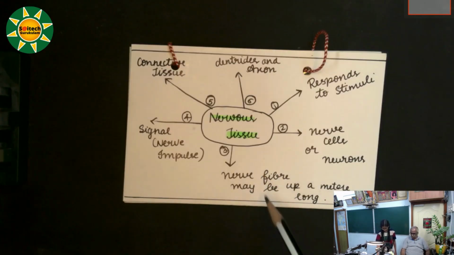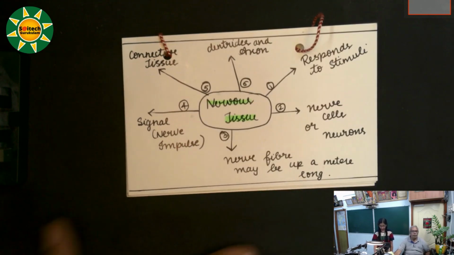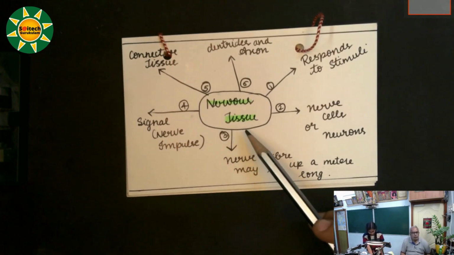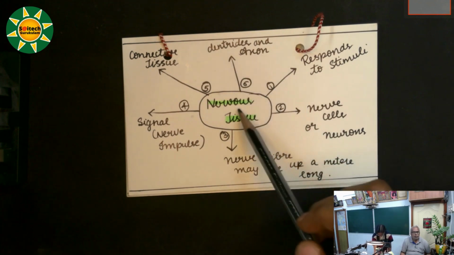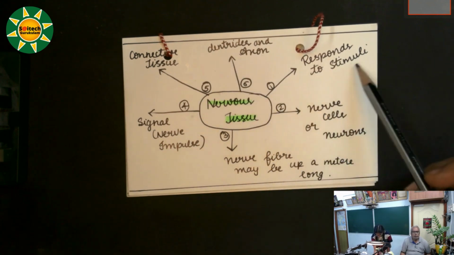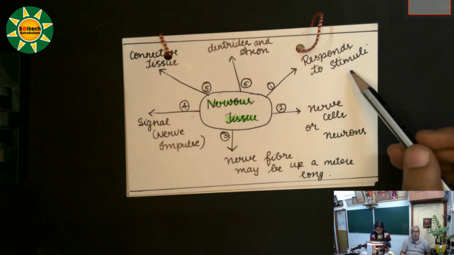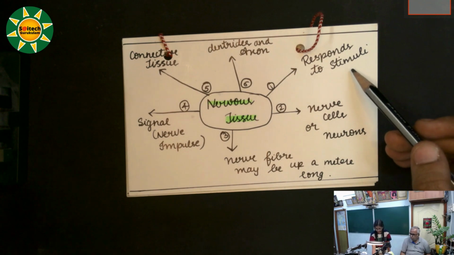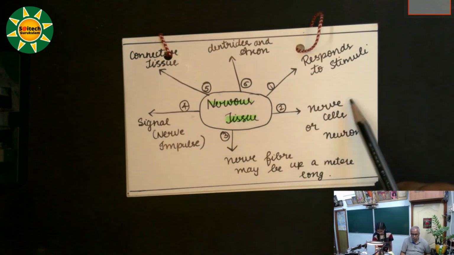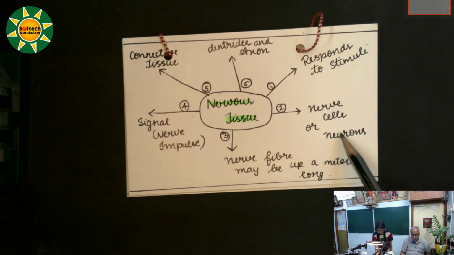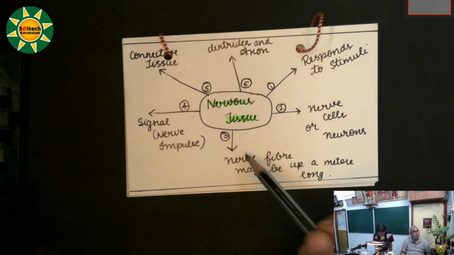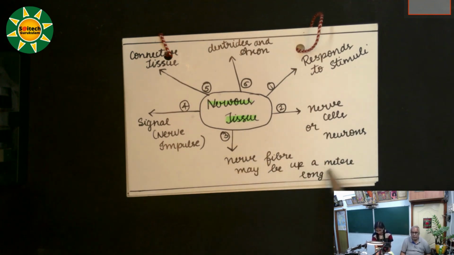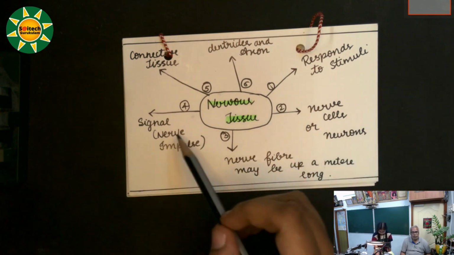So I have summarized this nervous tissue in a landscape model. First, nervous tissue responds to stimuli. You may think, what is meant by stimuli? Stimuli is nothing but a detectable change in the external or internal environment. Second, it is made up of nerve cells or neurons. Third, nerve fiber may be up to a meter long. We have already seen that nerve cells or neurons make up nerve fiber. From nerve fiber, nervous tissue is constructed.